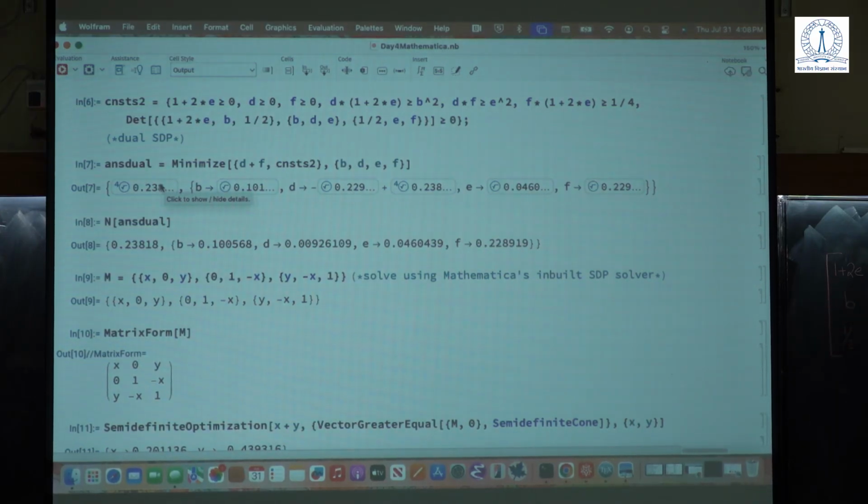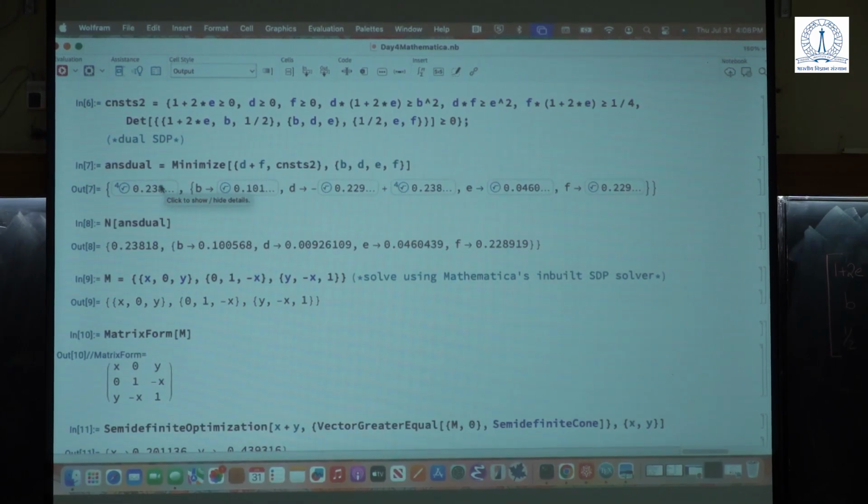Okay, so please check, I got them all. So 1 plus 2E must be non-negative, that's the 1 by 1 minor. D is non-negative, F is non-negative. And then I have D times the 1, 2 minor, D times 1 plus 2E must be greater equal to B square. And then the 2, 3 minor, DF is greater equal to E square. And then the 1, 3 minor, F times 1 plus 2E is greater equal to 1/4.